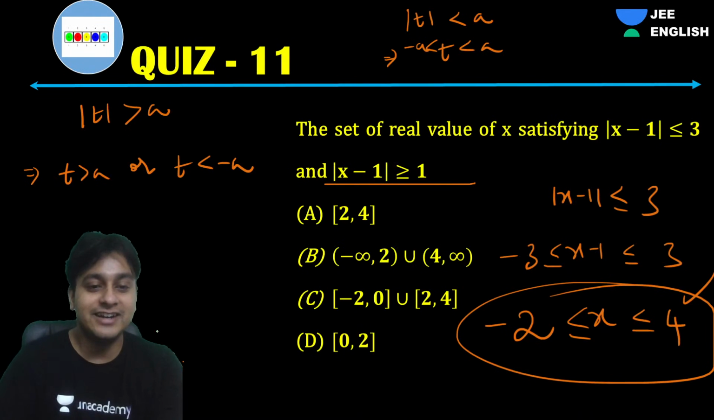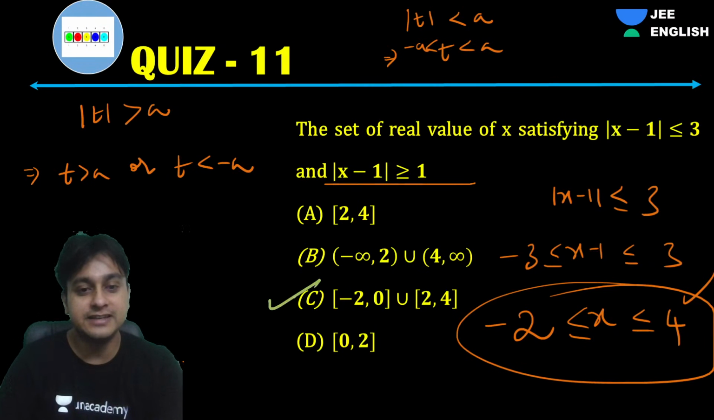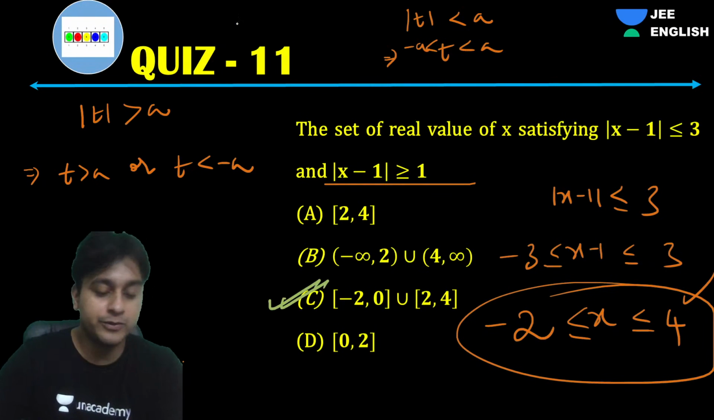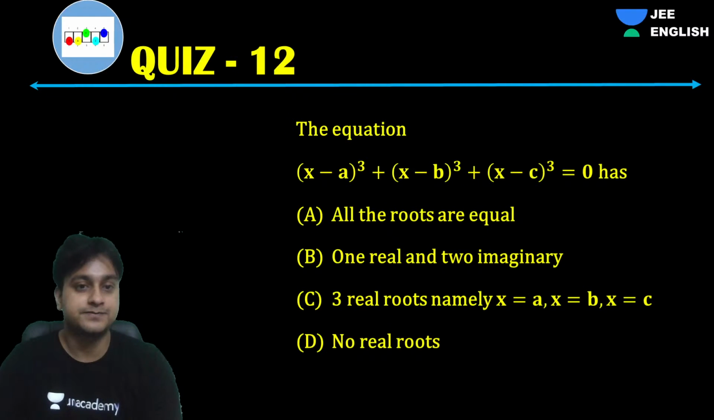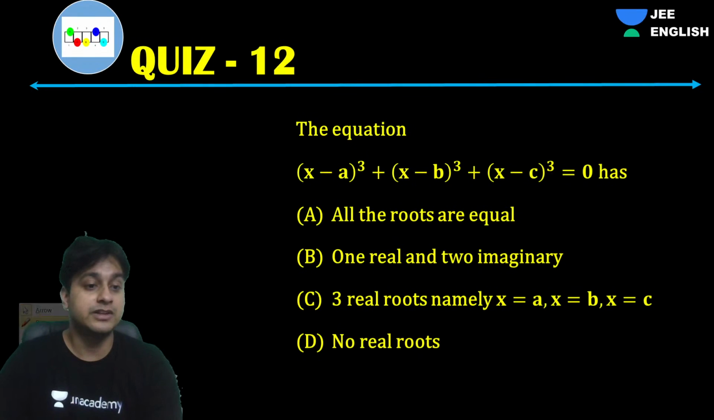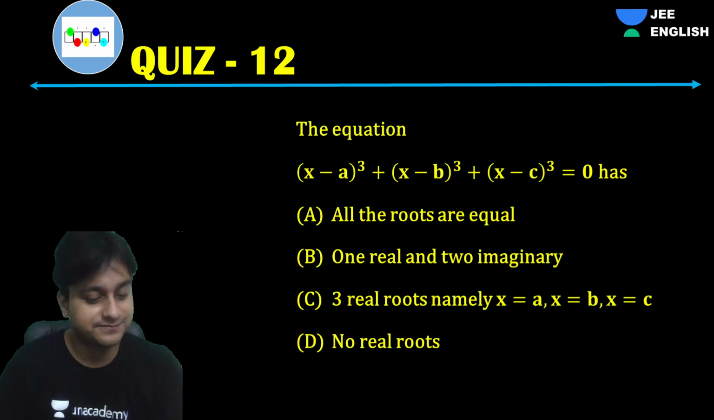Okay, got it, guys. That's the answer. Option C is correct. I hope everyone understood. Option C is correct: -2 to 0 union 2 to 4. Good question. Let's see how many of you can do this one.